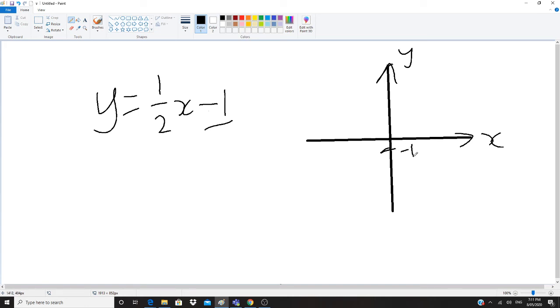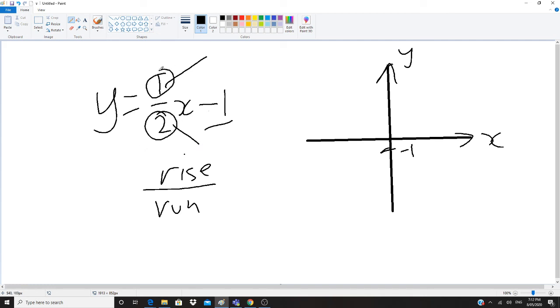And now applying the same technique, rise over run. So you're going to start from -1, and this is your rise, and this is your run. Okay? So your run and your rise. So you're going to go up by 1, right here, and then you're going to go to the right twice. So 1, 2, right here. That's going to be a second point. So the graph should look like that.